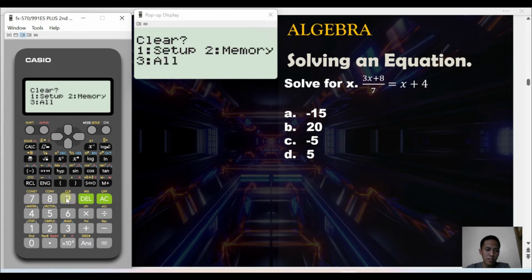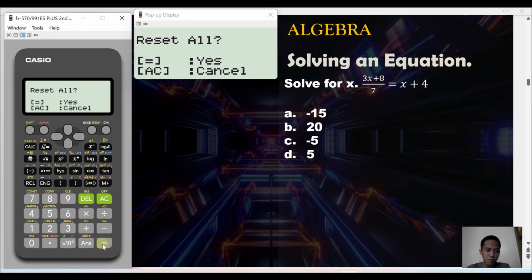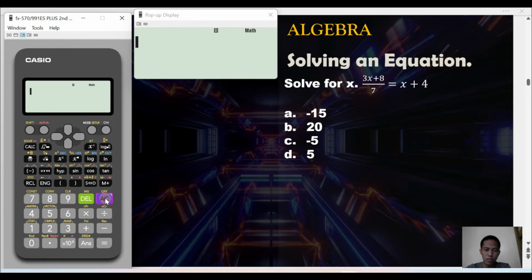So clear lang natin guys, shift clear. Yeah, AC. So we have here guys, 3x plus 8 all over 7 is equal to x plus 4. So sa ating calculator, type lang natin siya. So 3 alpha x plus 8 all over 7. Okay, equals guys, kapag mag-input tayo ng equals, just press this alpha, then CALC. So it will give you the equal sign.